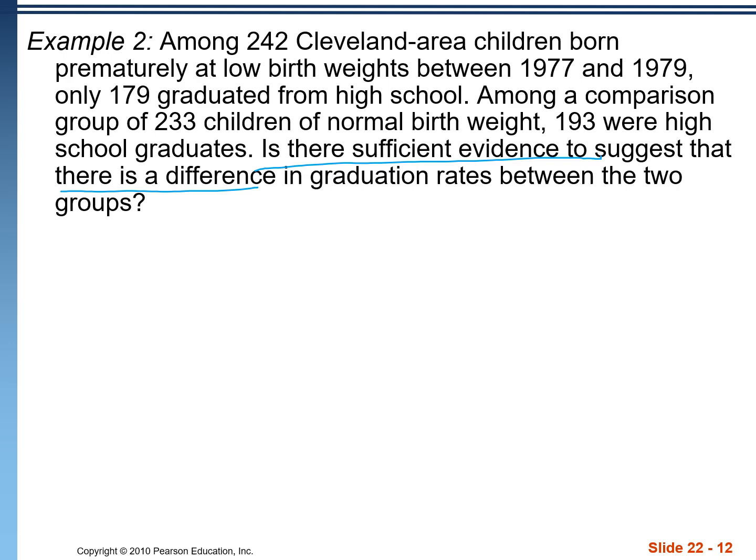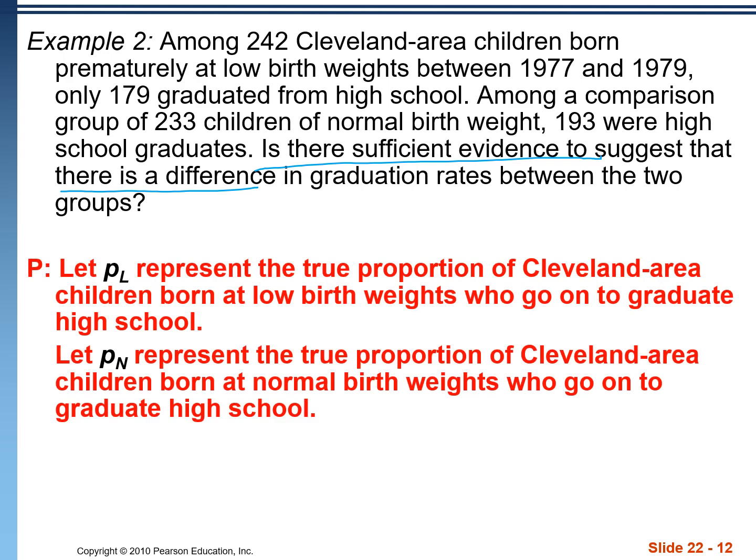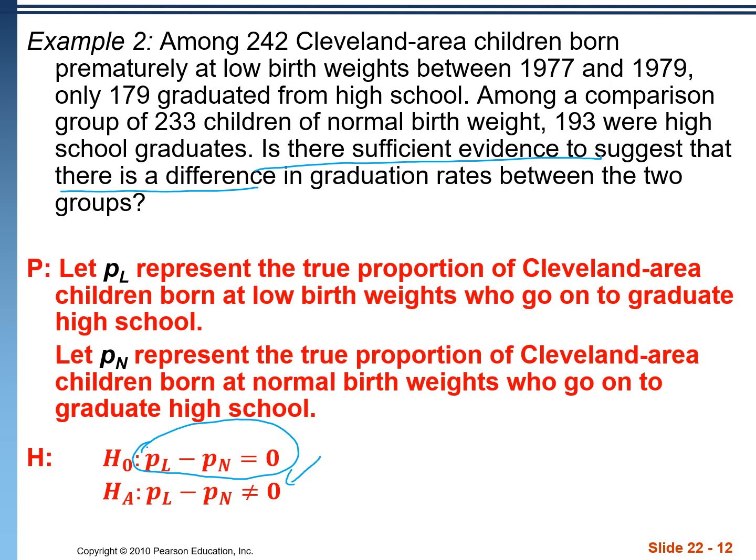This means hypothesis test instead of confidence intervals. We're going to do PHANTOMS on this. Parameter is the same as the last problem. I'm going to skip over that, jump to hypotheses. Null hypothesis is always the same. There is no difference in these proportions. Any difference we see is natural sampling variation. Alternative, there is a difference.